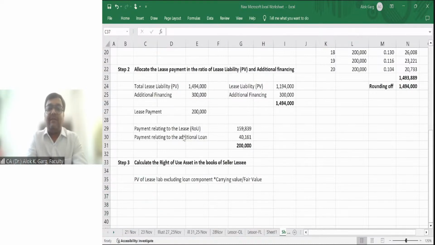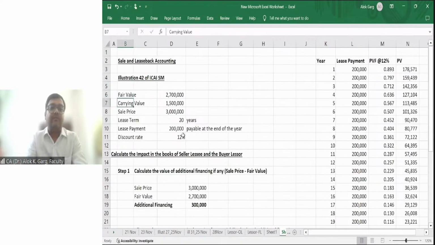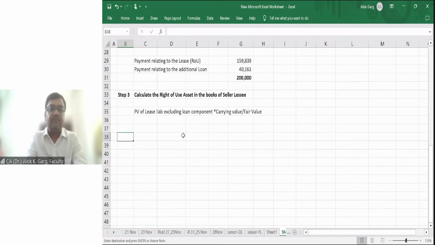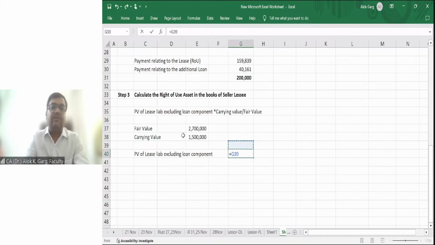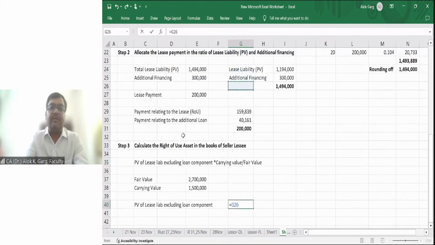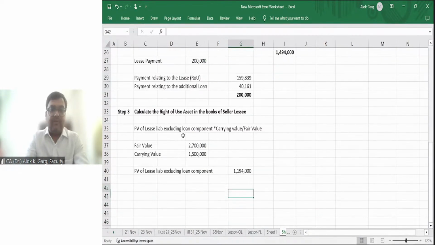Now, what is my carrying value? What is my fair value? My fair value and my carrying value are given in the question. What is my present value of lease liability excluding the loan component? This is 1194, right? Now, what is my right of use asset?